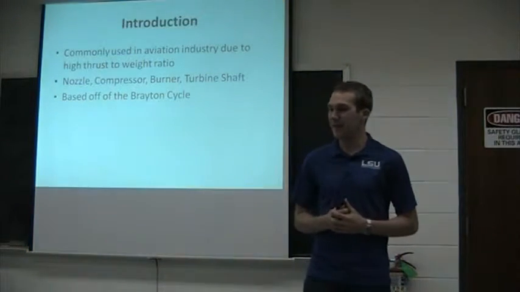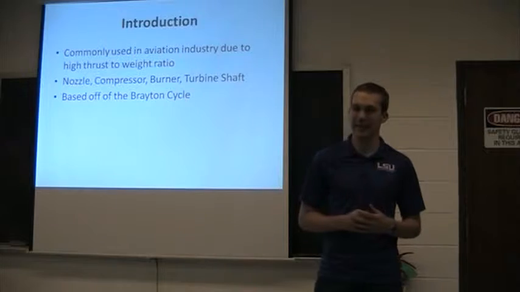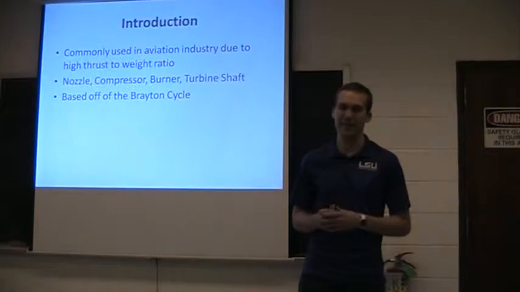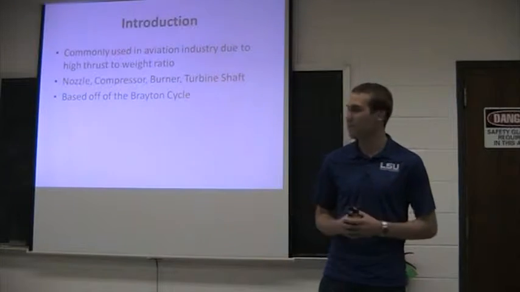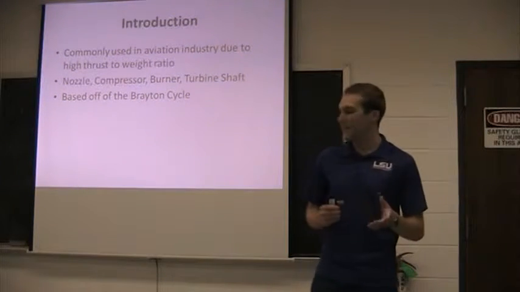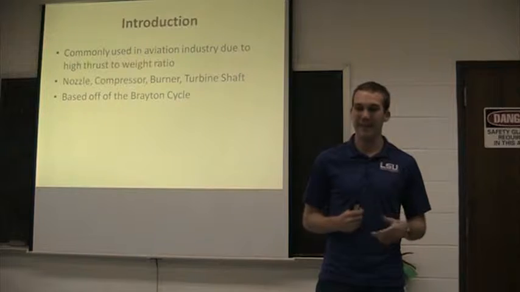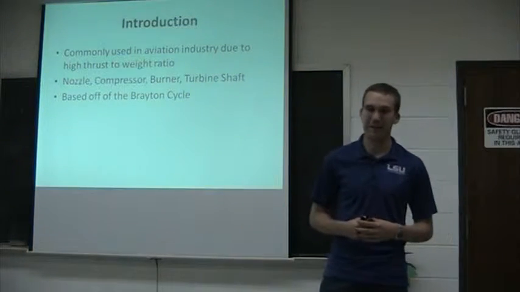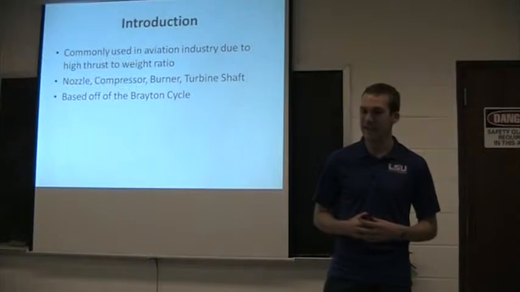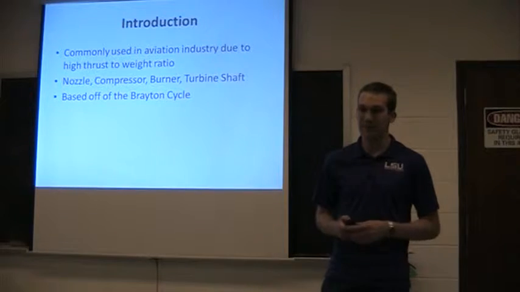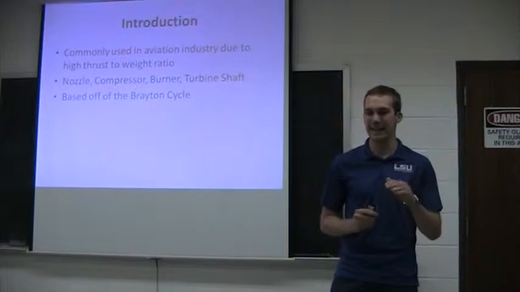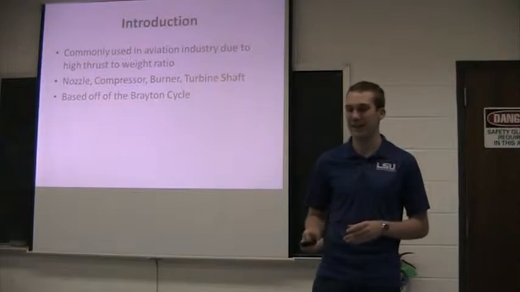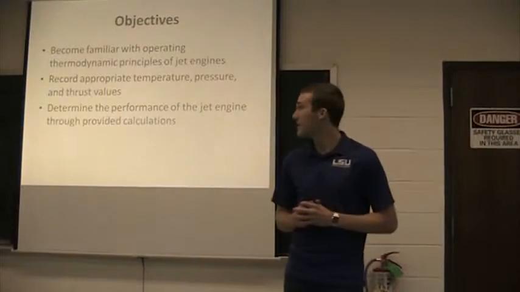As all of us know, jet engines are commonly used in the aviation industry, mainly due to their high thrust to weight ratio. This makes them ideal for propelling aircraft. Some fundamental components of jet engines are the nozzle, compressor, burner, and turbine shaft, which we'll see later on in the presentation, and it's based off the Brayton cycle. The Brayton cycle is a thermodynamic cycle, but the characteristic of it is that in the intermediate steps it has a constant pressure curve.